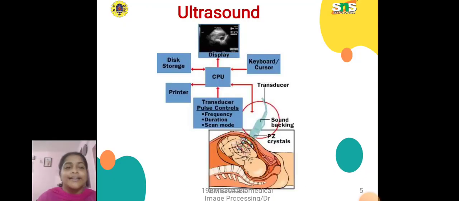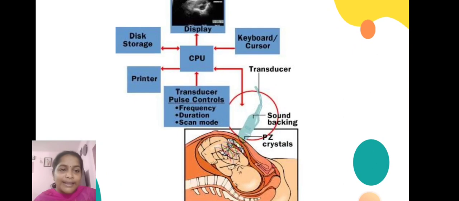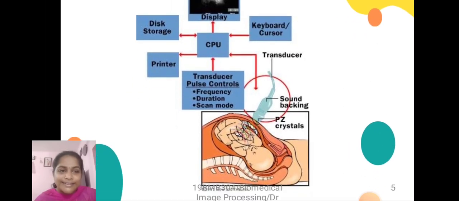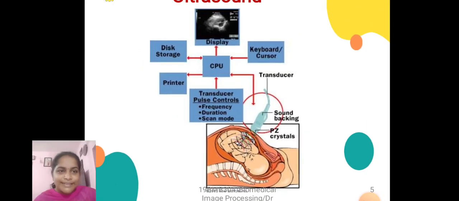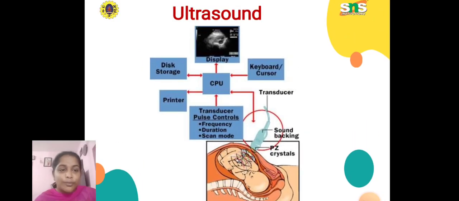Here is the block diagram for ultrasound. We have the main CPU and the transducer pulse controls, which control frequency and duration, and can show the scan mode too. We also have the transducer, keyboard cursor, display unit, disk storage and a printer to print the report. Here the sound backing and piezoelectric crystals are present. See how ultrasound takes place in the human body.